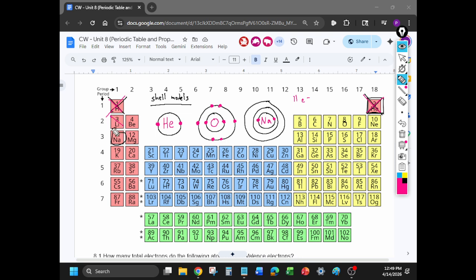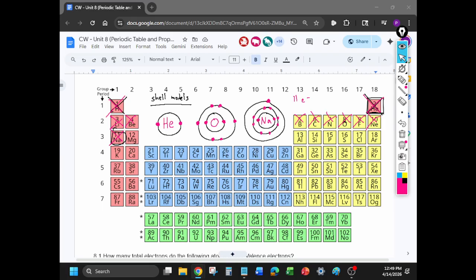Okay, second row has 1, 2, 3, 4, 5, 6, 7, 8. So we're going to draw 8 in the second shell. And then if you look at Na, there's only 1 in that third shell, so we put a 1 right there. And if you want to count them up, you can, but you should have a total of 11. Okay? And that's it. That's how you draw shell models. I probably won't give you anything past the third row because it just takes a lot of time, and you kind of get the general idea. Any questions? Easy peasy.